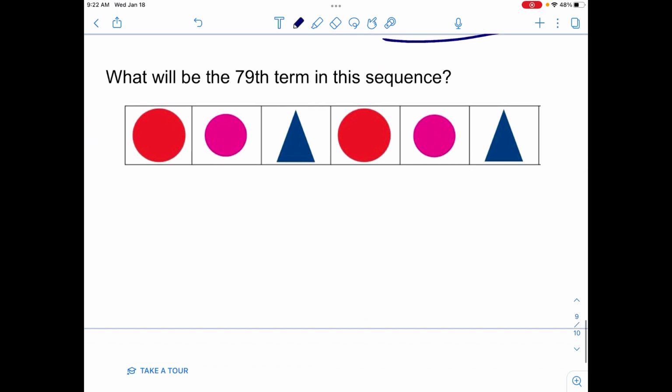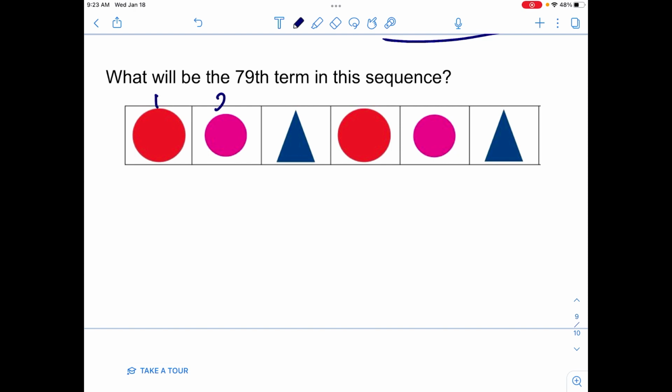All right, last type of question I want to do. Sometimes we'll be given visual patterns, and you'll see, say, what will be the 79th term in this sequence? And again, just like the first question, we don't want to have to write out all 79 of these shapes, right? That would take way too long. There's got to be a simpler way. We can't really do a T-chart because we're not involving numbers here, right? Like red circle, pink circle, blue triangle.